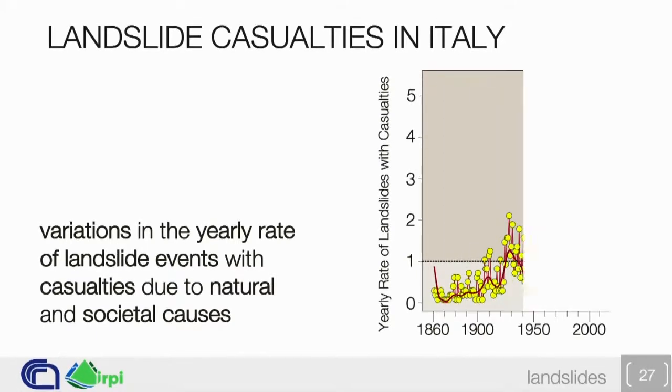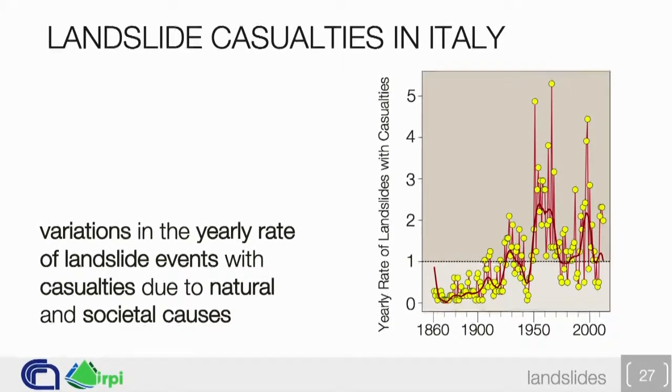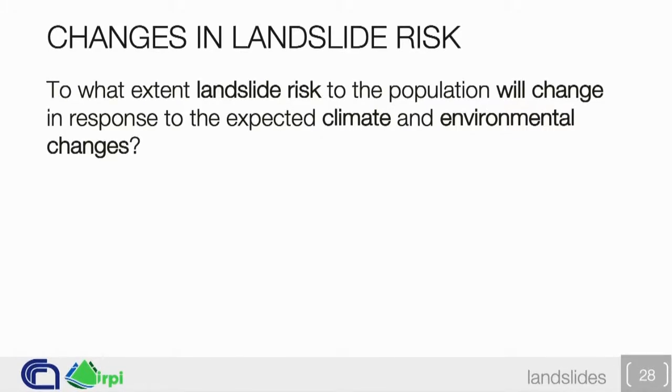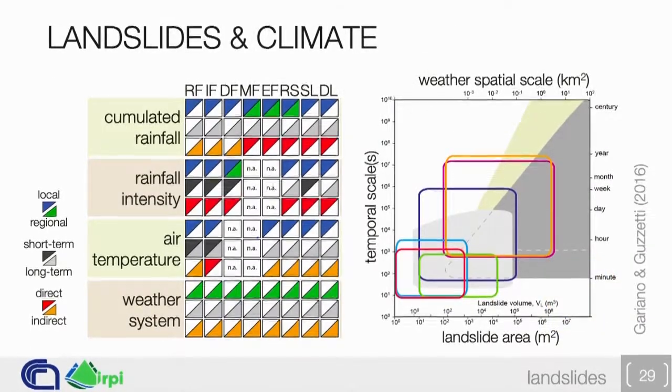This graph shows the annual rate of landslides with casualties in Italy between 1860 and 2014. Variations, as you see, are large, with oscillations that we think depend on climate and environmental changes and, of course, on societal changes, including the increased population. A question to ask is to what extent the landslide risk to the population will change in response to global warming. It is actually difficult to say because the problem is complex.